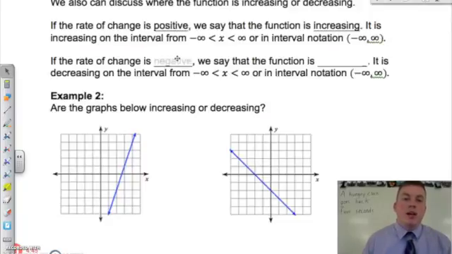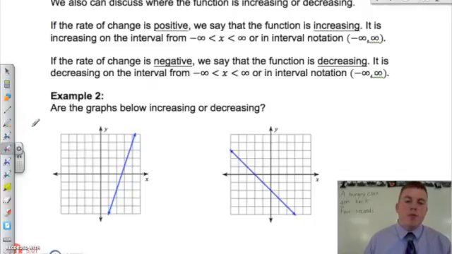Now, if the rate of change is negative, we say that the function is decreasing. In this case, for linear functions, it will be decreasing on the interval from negative infinity to positive infinity, and we use the same interval notation as before.